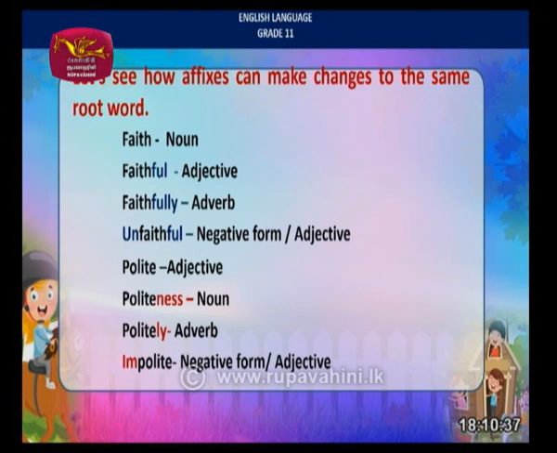And the last one, we have added a prefix there, that is im. The moment you add im in front of polite, it becomes impolite. That is the negative form of the same adjective. So there, the meaning has changed, but the word class remains the same. Right.